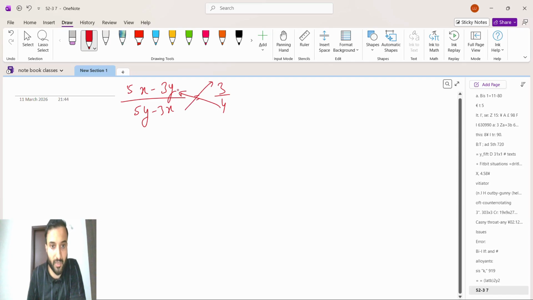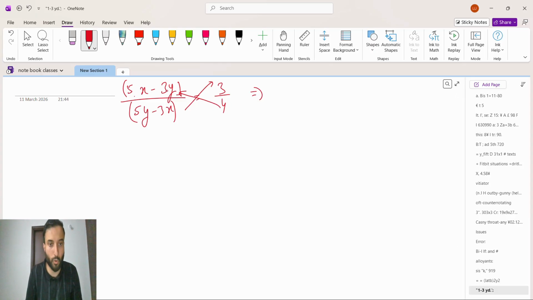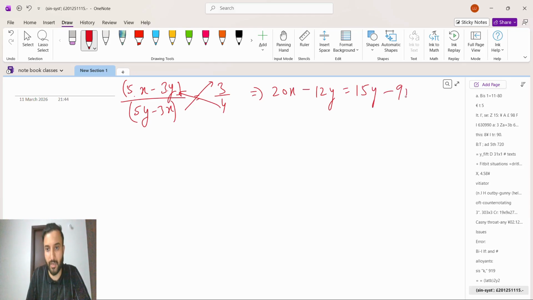Yes, we'll do cross multiplication. 4 will multiply with both, 3 will multiply with both. Remember the thing, guys, in cross multiplication, this will multiply with both the terms. It will not multiply only with 5. So 4 times 5 is 20x minus 4 times 3 is 12y equals 5 times 3 is 15y minus 3 times 3 is 9x.